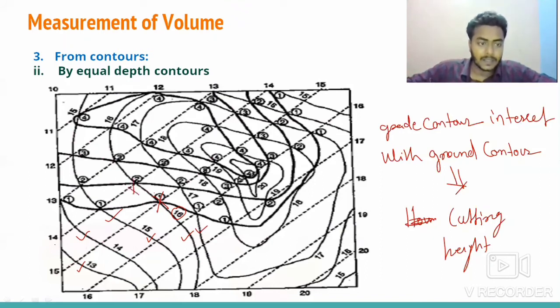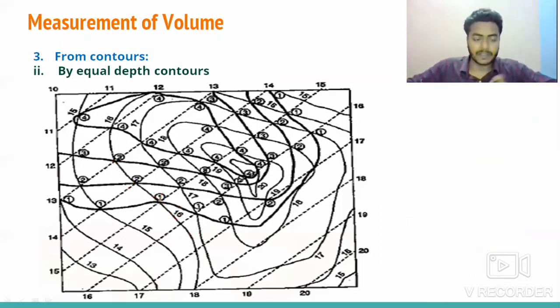At this point we want 14 meters. So we need to do cutting 2 meters. At this point we want 13. So we need to do 3 meters. So once it is done, once you are given the name at every intersection between the grade contour and ground contour, okay, just draw a line. Just draw a line of same cutting value like this one. Here it is required 2 meter cutting, here it is required, so draw a line like this. That is denoted in the figure by thick line.